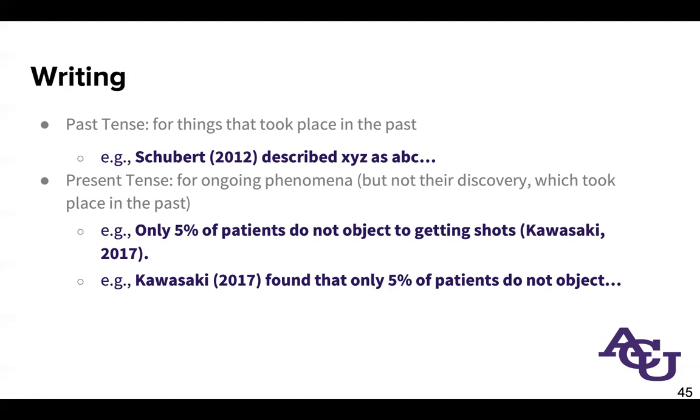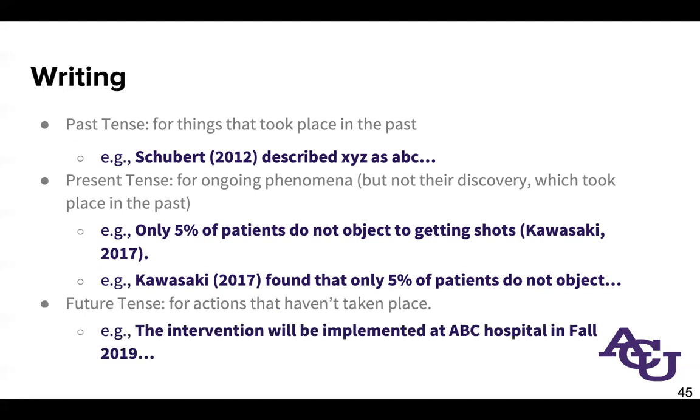However, if you're discussing the process by which it was discovered, like Kawasaki 2017 found that only 5%, well, that's talking about what Kawasaki did in the past. And so, of course, we use past tense there.